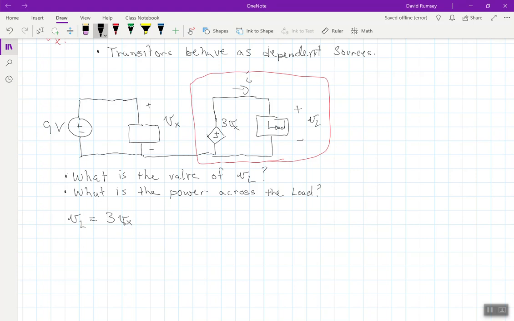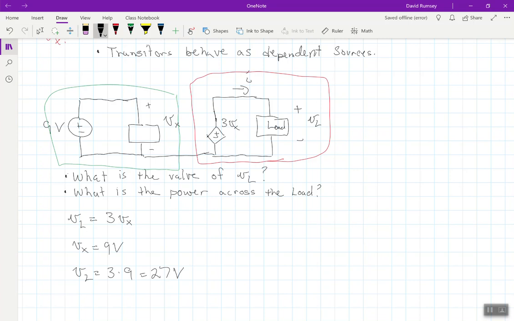Now, of course, I don't know what 3Vx is currently, but I can clearly see that looking at the left-hand portion of this circuit, Vx is equal to 9 volts. And I forgot to give you one piece of information here, which we'll get to in a second. So then, just substituting here, we can get that VL is equal to 3 times 9, which is 27 volts.